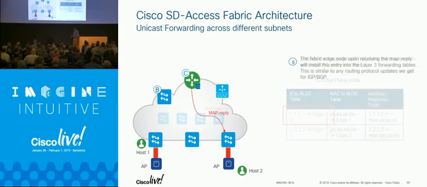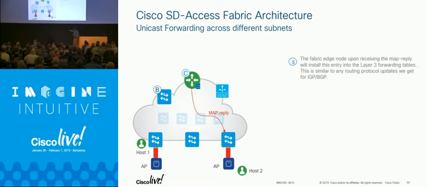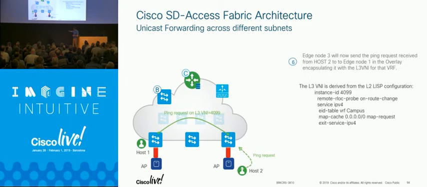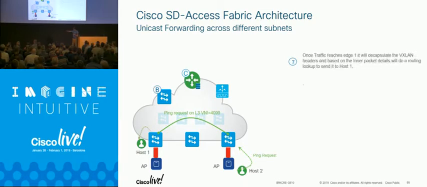Once I get that, I'm going to populate the needed L3 forwarding tables, the routing information tables on my edge node, and send a packet from this edge node in VXLAN all the way to that edge node. Once the packet gets there, this guy is going to decapsulate VXLAN, install everything it needs to install in the routing table, and send the data to the actual destination endpoint.